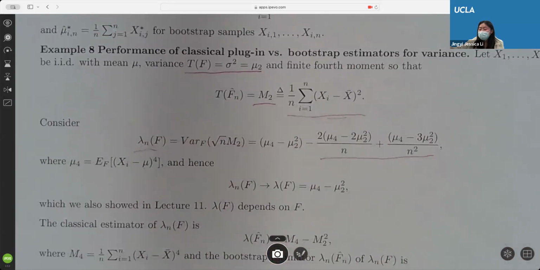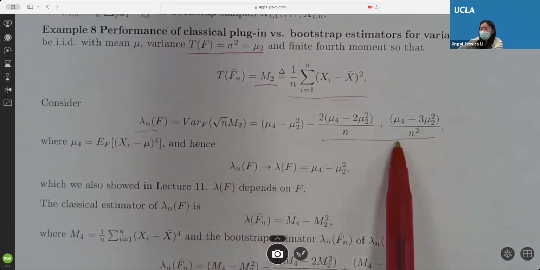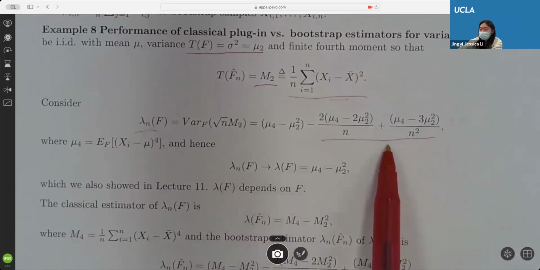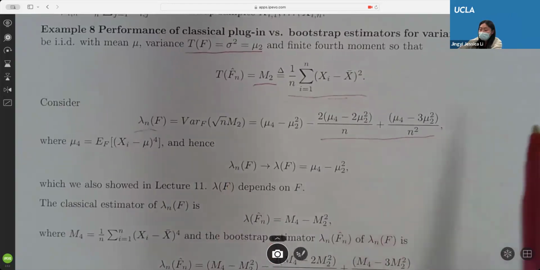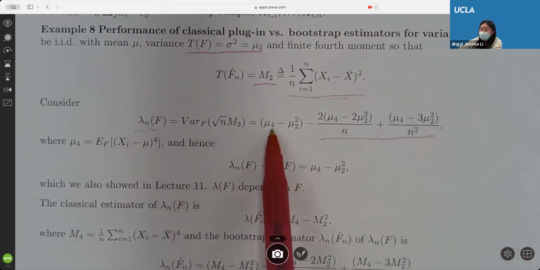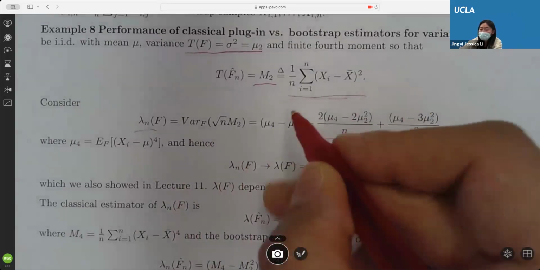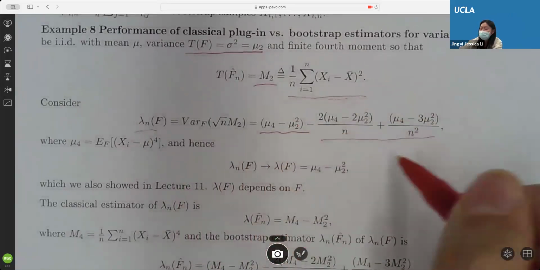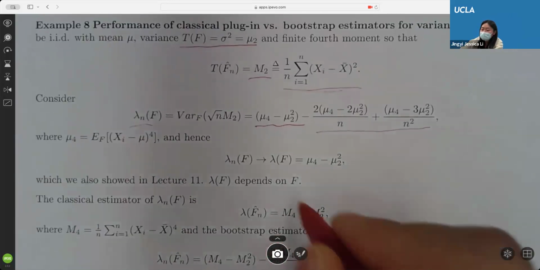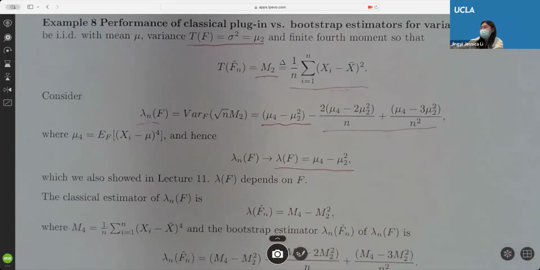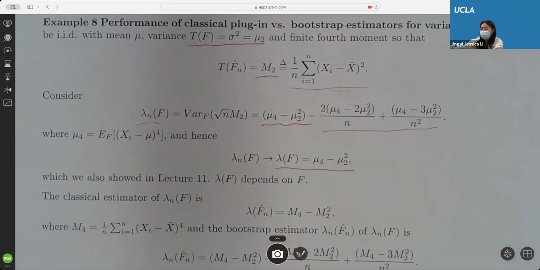Okay, and as we said, for many cases, the performance measure may have a limit as n goes to infinity. And this is it. So lambda f, by letting n go to infinity, you can see what? It's just the first term. It's just this term that stays because these terms will go down to 0. So this is the lambda f, just the fourth moment minus the second moment squared.